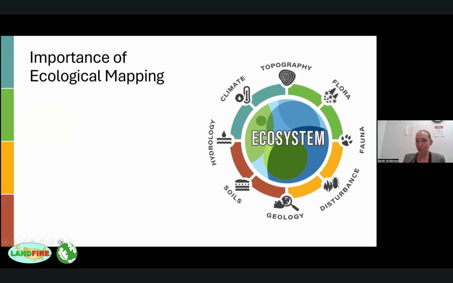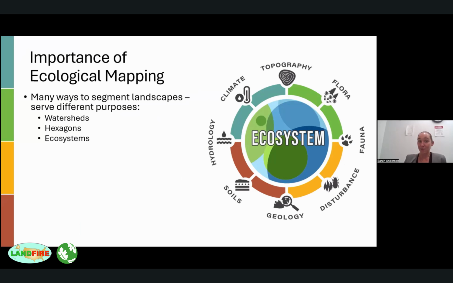And so stepping way back for context, let's think about the importance of ecological mapping, because a lot goes into an ecosystem. When we think about analyzing a landscape, really at any scale, there are a lot of different options for how to segment the landscape. How do we cut it up into reasonably sized units for the question that we're asking, to be able to look at differences from one place to another?